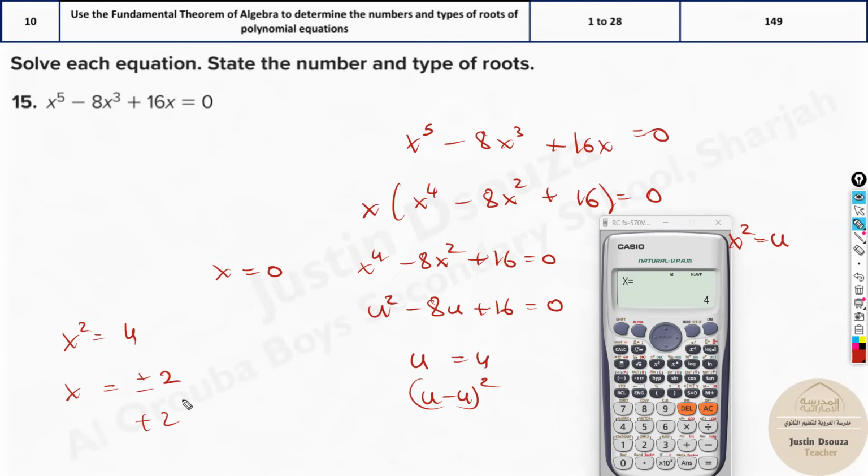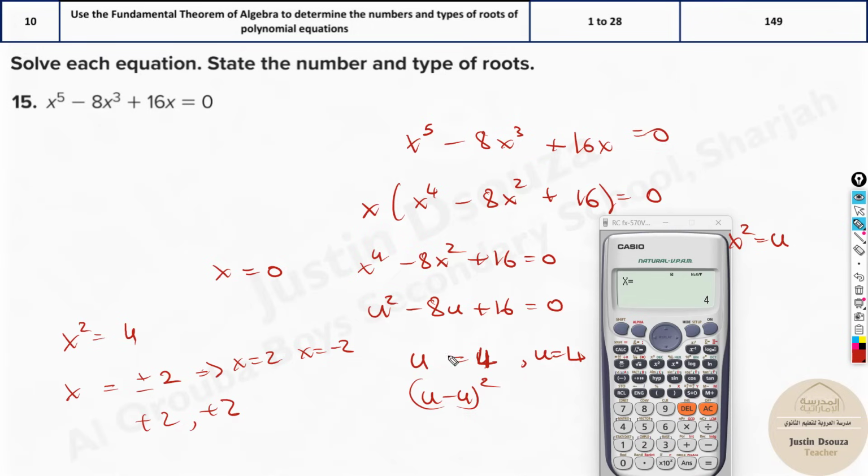So there is plus 2 multiplicity 2, plus 2, plus 2. So x is plus or minus 2 means what? x is 2, x is minus 2. But we know over here this is having a multiplicity of 2. Instead of 2 roots, we only got 1. That means it's repeated. u is equal to 4, and u is equal to 4. Okay, this is the situation.